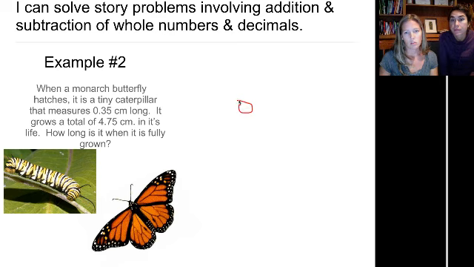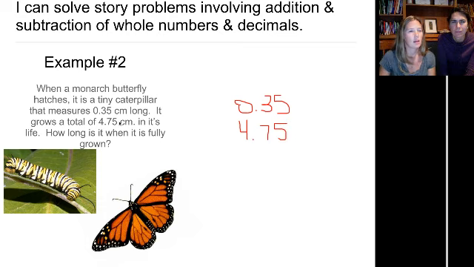So pause it and try it out. All right, so you should have, if you remember, whoa. I need to slow down. So we have our two numbers. Notice I lined those decimals up. Now if I'm thinking about it, it's saying it starts here and then it grows this much. So it's not asking me what the difference is. It's trying to get me to figure out how much it grew total. So again, I'm going to be adding.